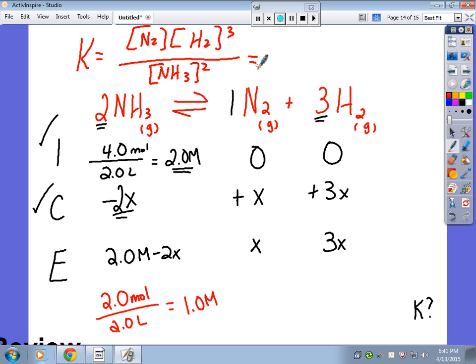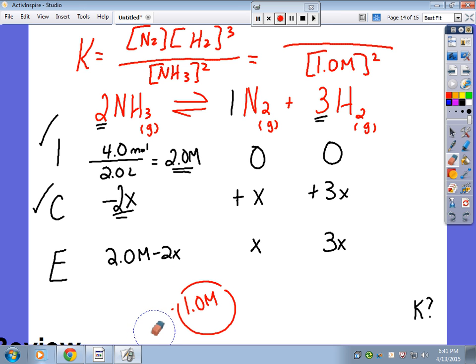So what do I know right now? I know at equilibrium I have 1 molar of NH3, don't I? Right? It says I have 2 moles in a 2-liter container at equilibrium. So I know for a fact right now that I have 1 molar of this. And I'm going to square it because that's what my directions tell me to do. Now, why is it cool I know that's 1 molar? Because now I know that this right here is equal to 1 molar. This value right here is equal to 1 molar.